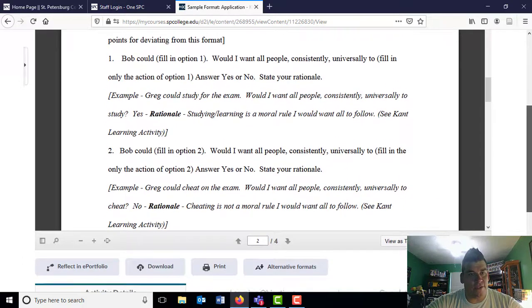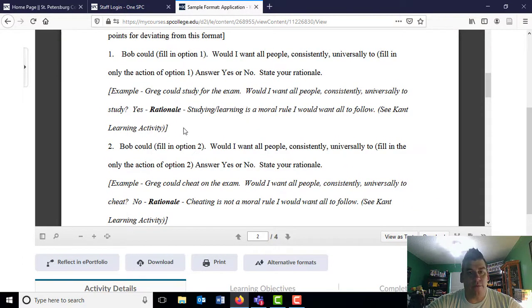You'll see here that this is the example, and this is how I want you guys to do it. Any deviation from this is going to cost you points. Do not feel bad about repeating it word for word. I want you to do that because this is how it's applied, okay?